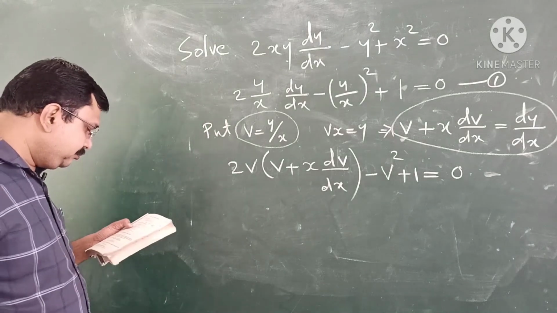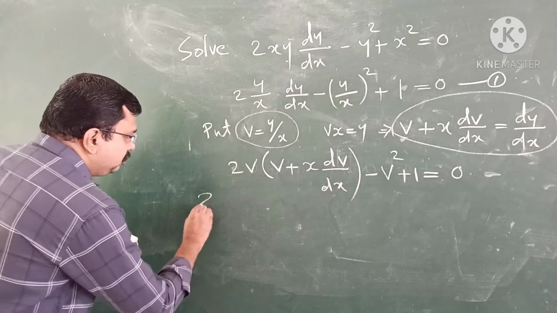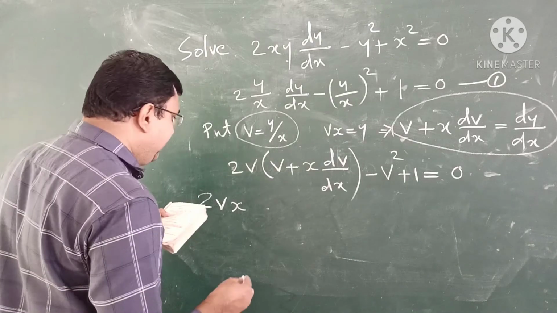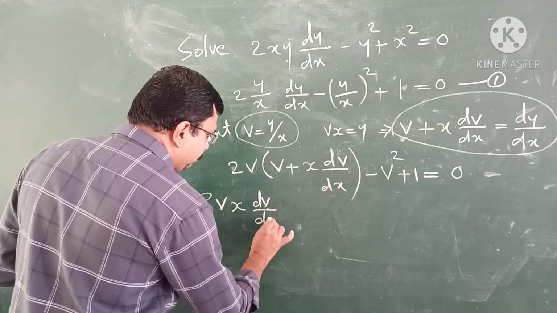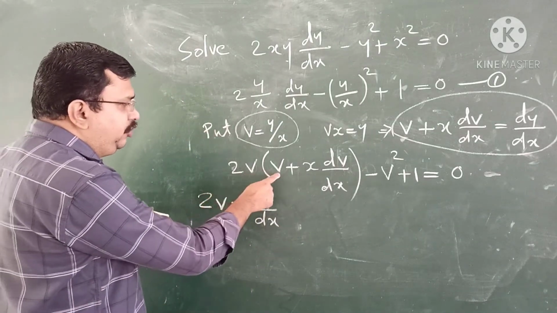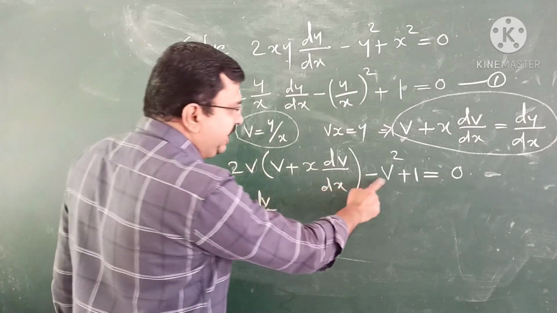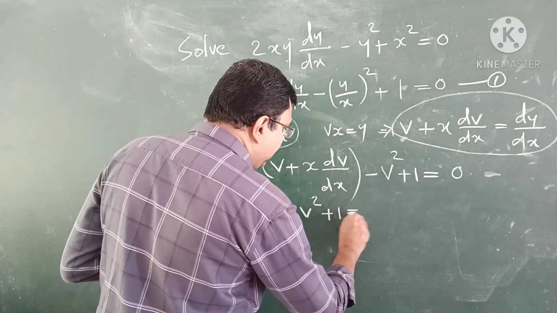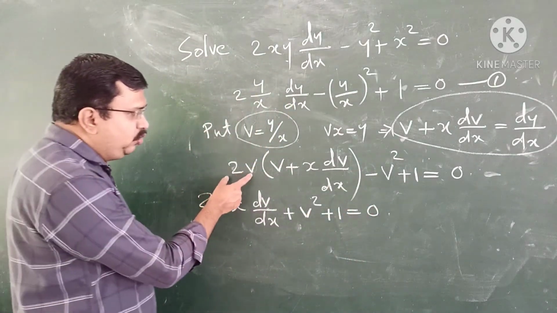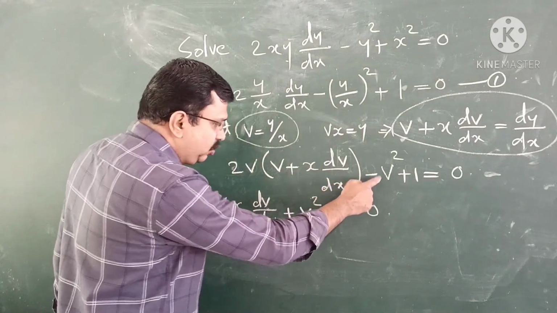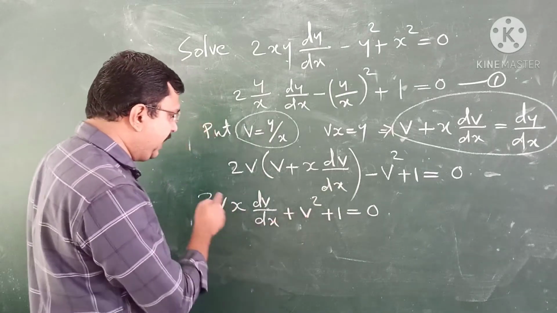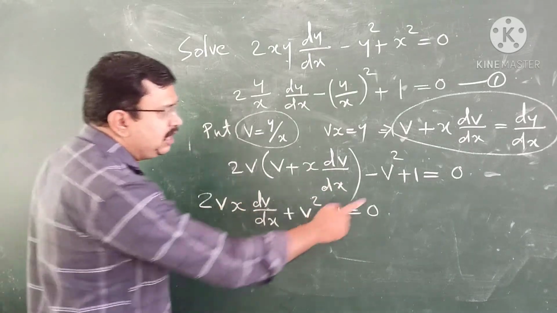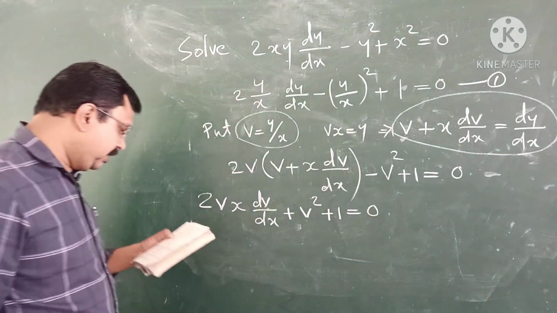That is 2vx into dv by dx. Remember that here 2v into v is 2v square. 2v square minus v square is v square, and 2v into x into dv by dx, that is here 2vx into dv by dx. The last one is plus 1 equal to 0.